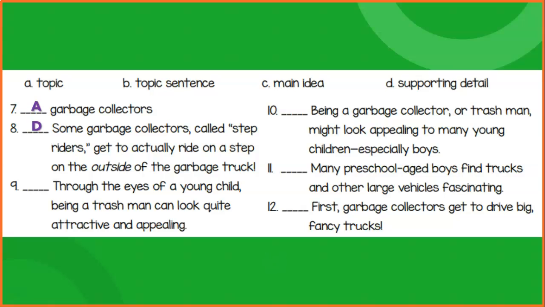That's right, it's a supporting detail. It gives more information about our main idea. Through the eyes of a young child, being a trash man can look quite attractive and appealing. Is this our topic sentence, our main idea, or our supporting detail? This is going to be our topic sentence. It lets us know what the entire passage is about.